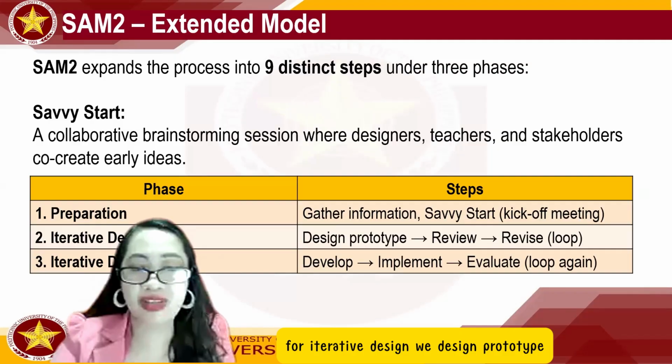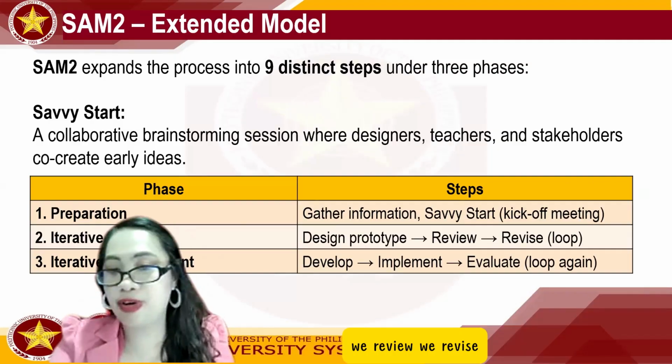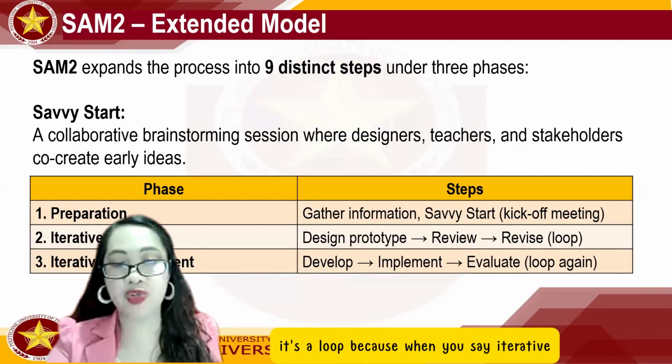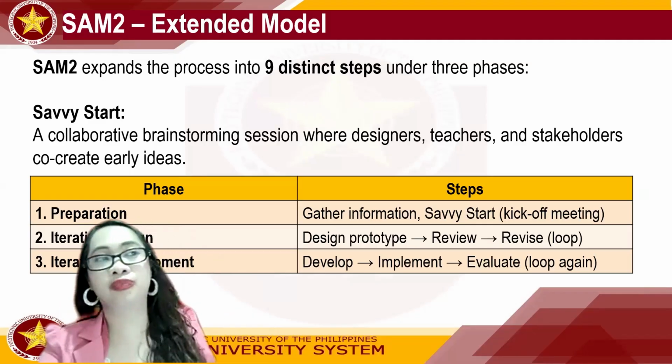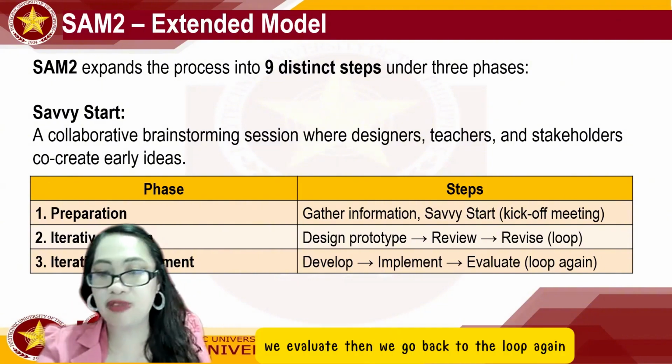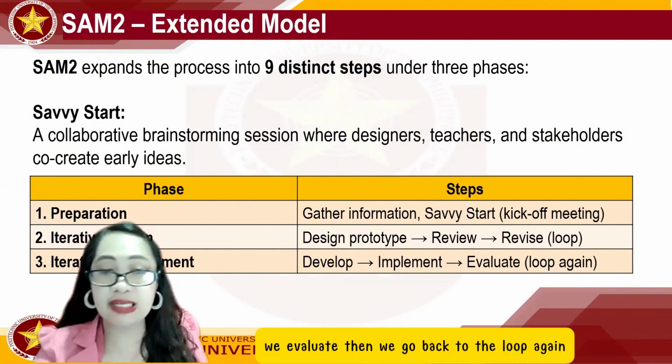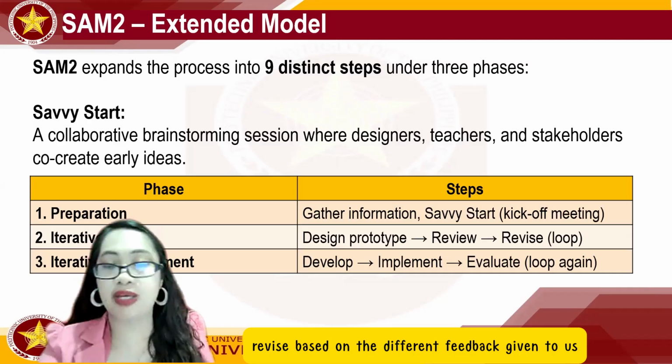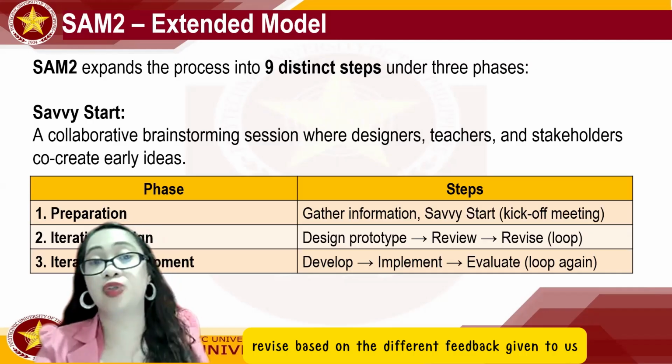For iterative design, we design prototype, we review, we revise. It's a loop because when you say iterative, it's a cycle. Then iterative development, we develop, we implement, we evaluate, then we go back to the loop again. We tend to review, revise based on the different feedback given to us.